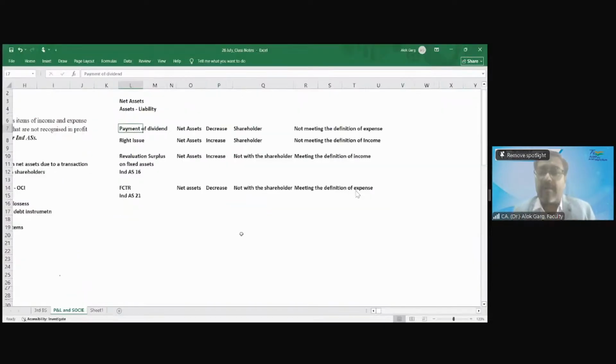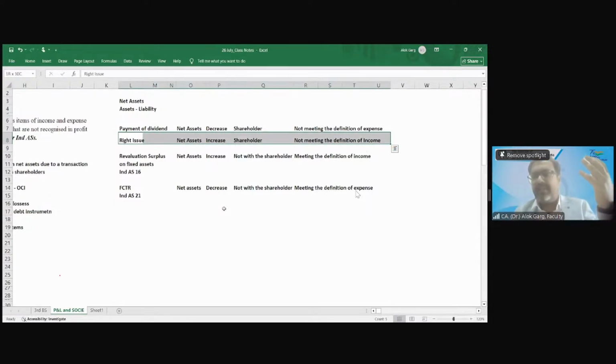Now, right issue. The company has made a right issue. By making a right issue, whether the net assets will increase or decrease? Increase. Right issue होगा तो increase होगी ना, पैसा आएगा. But whether this is an income, to whom you make a right issue, to whom you will give the shares, to the shareholder. So it is not meeting the definition of income. It will directly go to the statement of changes in equity. It will add to your share capital, right?